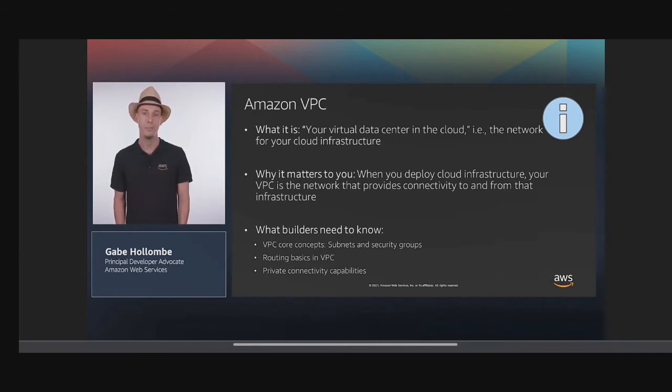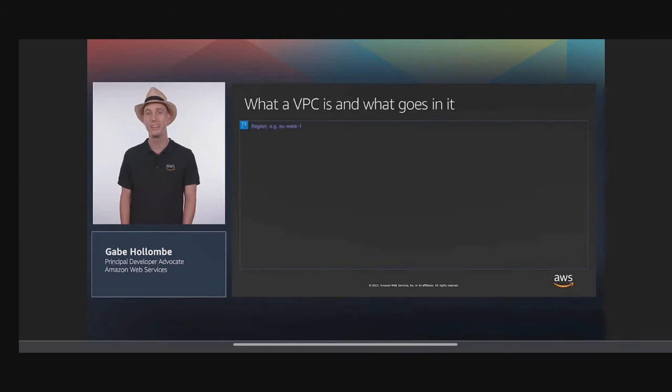So at a minimum, you'll need to understand the core concepts behind our networking security concepts of subnets and security groups. And you'll also want to understand how network routing happens inside of a VPC, and your options for keeping some of that routing private. So that's what I'm going to teach you about now. Firstly, let's talk about what a VPC is exactly and what goes in it.